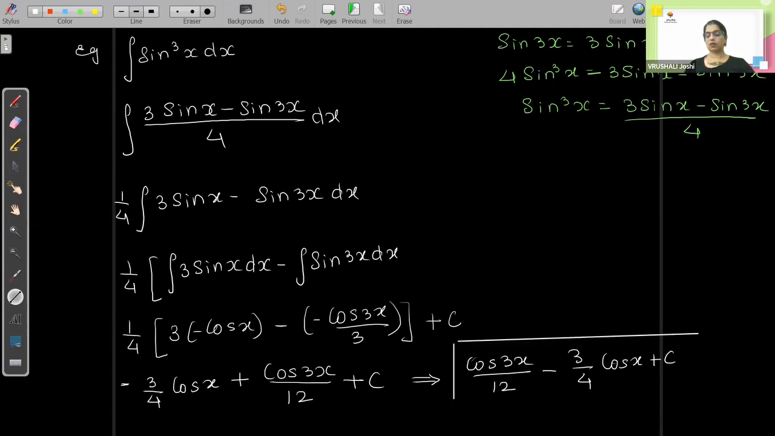Since I have taken this as the final answer, I'm going to mark this. And the way I'm boxing the answers, trying to highlight where my answers are, try to do that in your examination. Then the examiner knows, and doesn't have to search for where your answer is.